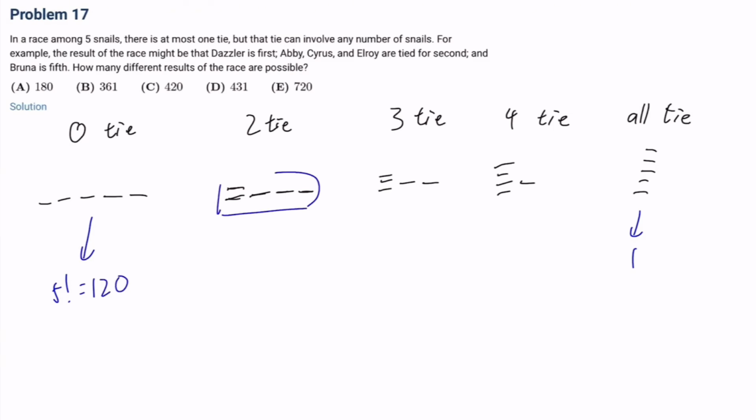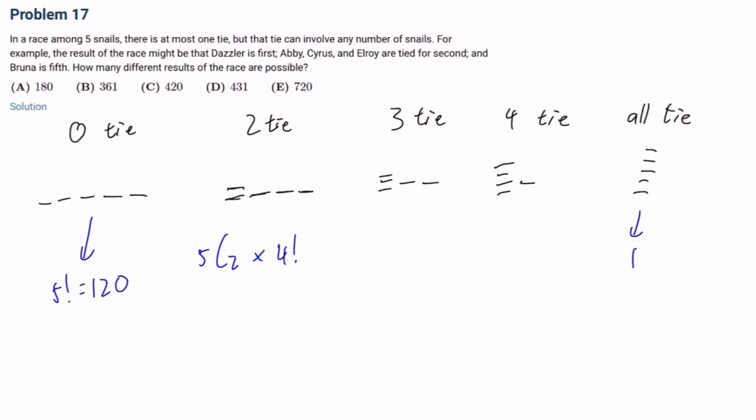And 2 snails tie. Okay, first we need to choose out of the 5 which 2 are going to be tied. So that's 5 choose 2 times, and then we have 4 different placements, right? Since all these are different, we just count the tied pair as 1 snail.